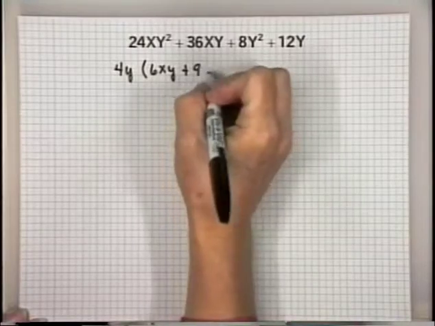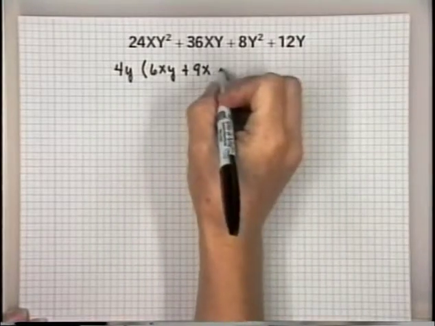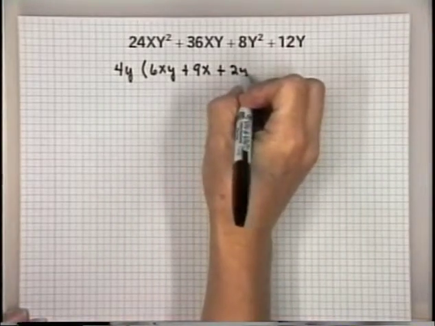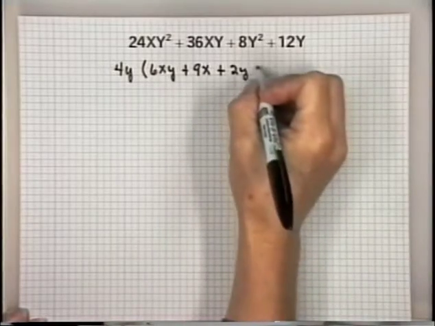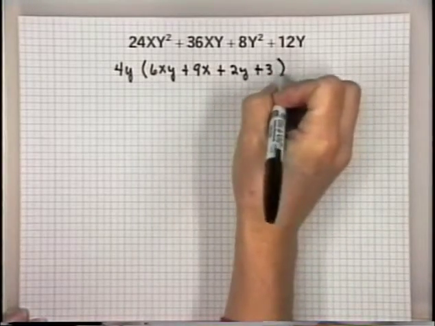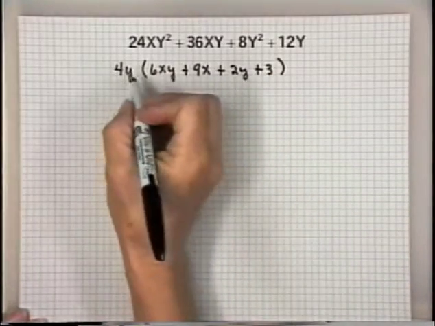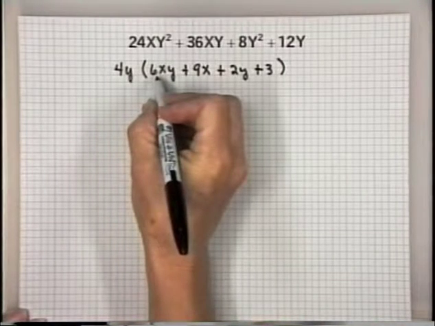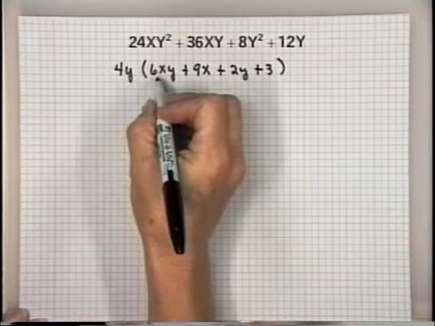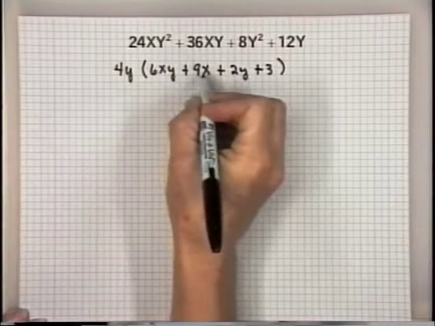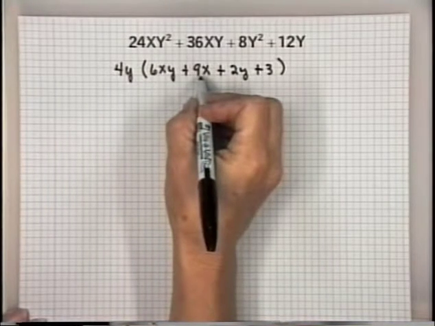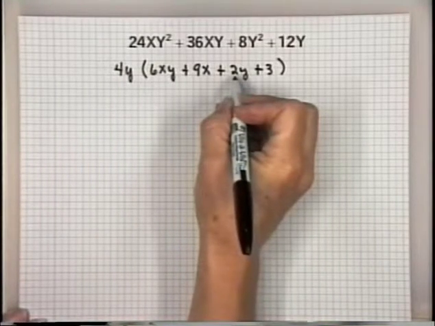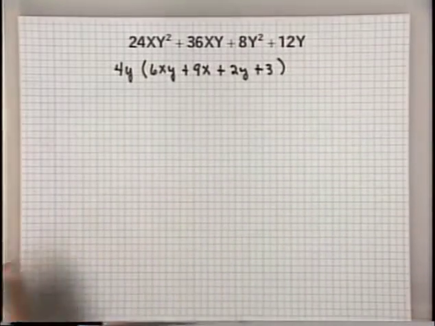plus 9x plus 2y plus 3. Now let's just double check to make sure we factored correctly. We can multiply quickly. This is 24xy squared plus 36xy plus 8y squared plus 12y.